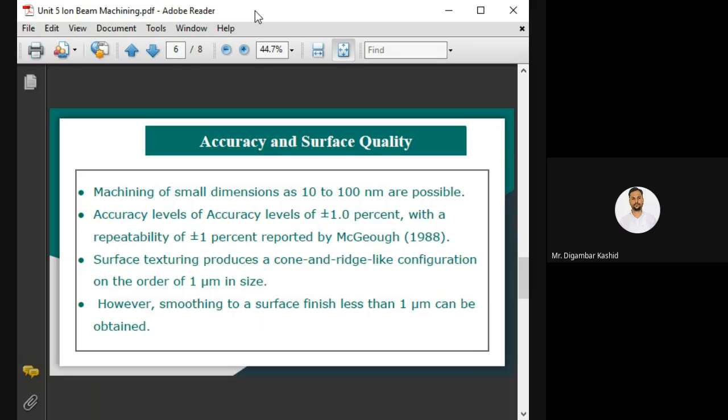Again, the surface structuring produces a cone and ridge-like configuration on the order of 1 micron. Okay, and the smoothing of the surface finish, that is less than 1 micron, can be obtained.